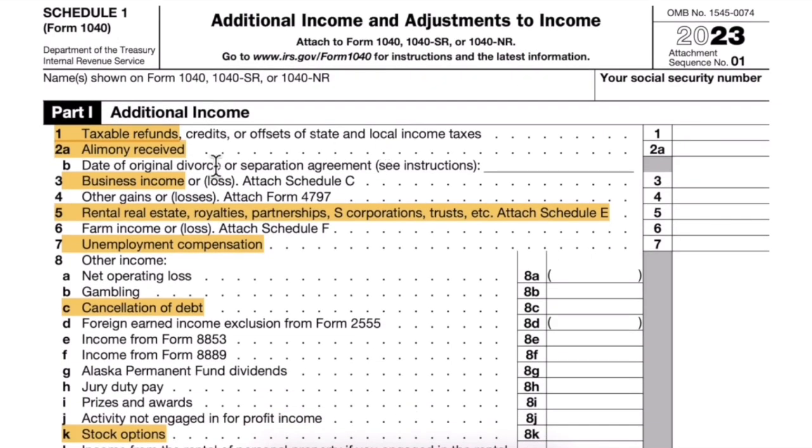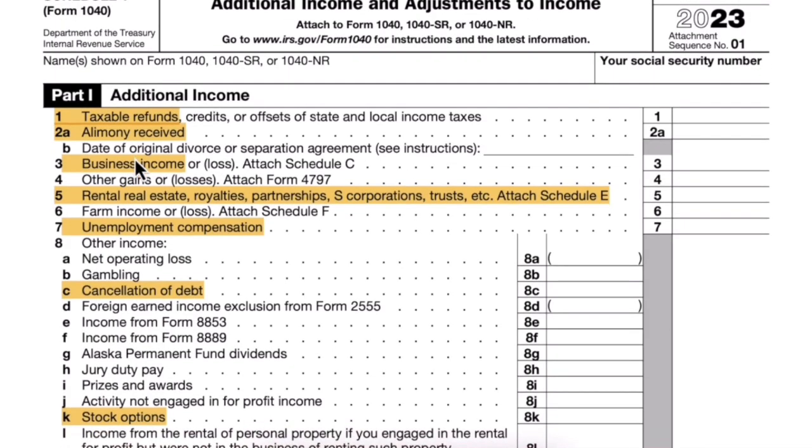So there would be things like taxable refunds from the state, any alimony you received, business income, such as if you're a sole proprietor and you report it on your Schedule C. Another common type of income is like rental real estate, royalty income, partnerships, whether if you're in a partnership like an LLC, S corporations or trust, all that would be reported here. Unemployment compensation will be reported here as well. And then cancellation of debt. Most people don't realize that if they have their debt canceled, it is actually a taxable event.